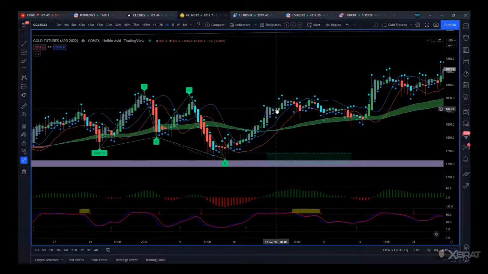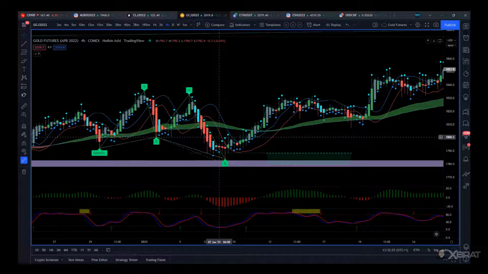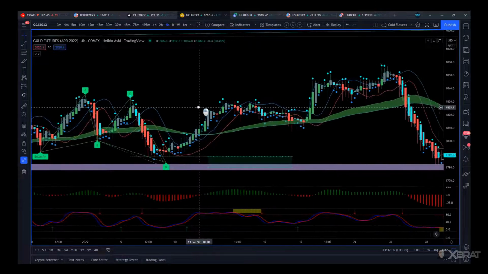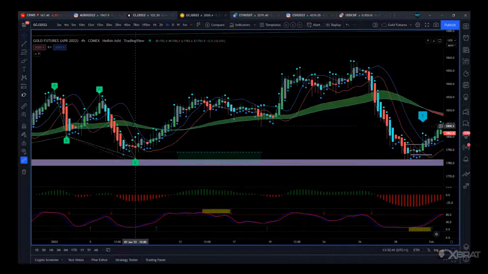A sensible entry is above this B pivot here, around about 1800 bucks, just over 1800 bucks. That whole dollar mark, that 1800 bucks, is good for an entry on gold at that point, again looking for that long. And then we have this move, and we use the manager to manage this trade.